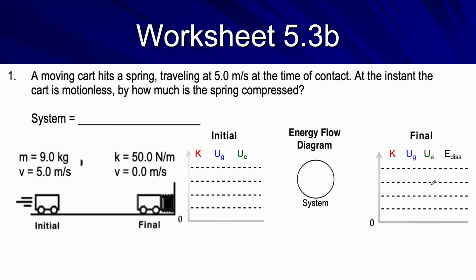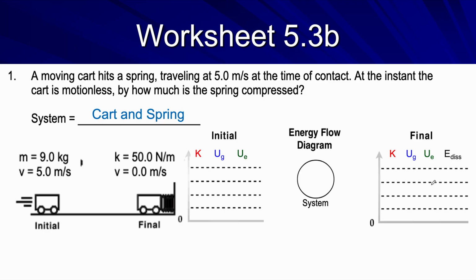So in your worksheet tonight, you're actually going to do the energy flow diagrams, the bar graphs we were working with before, but this time we're actually going to do it with quantitative numbers. So let me quickly show you. In this case, you've got a cart moving initially and it's going to run into a spring and stop briefly. You have to define your system. In this case, I'm going to say that my system is the cart and the spring.